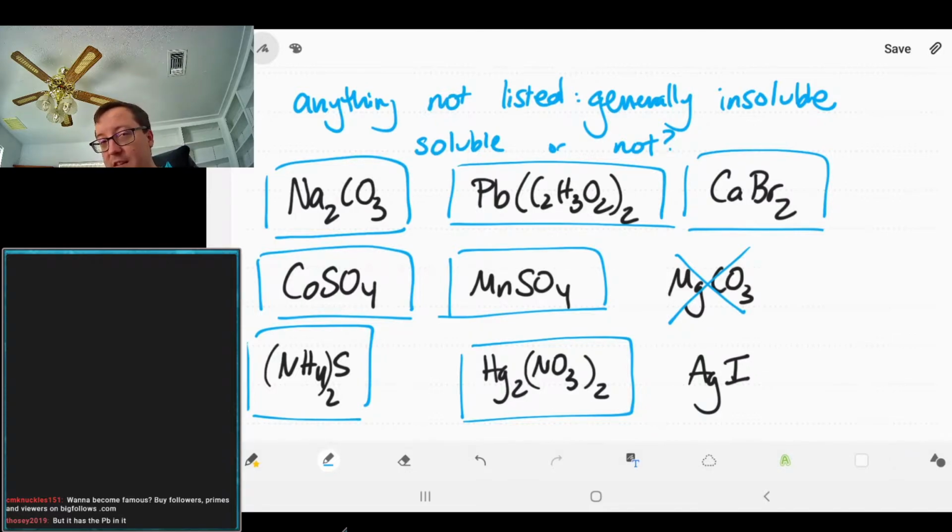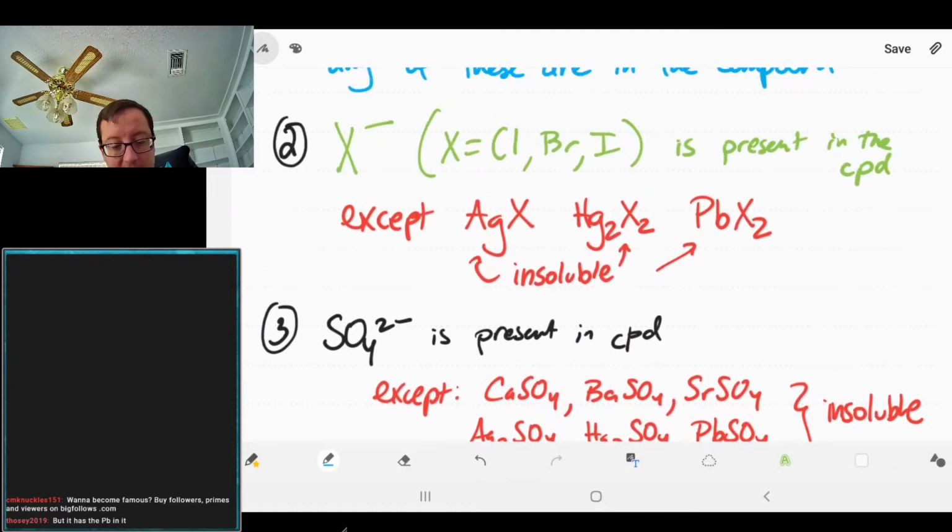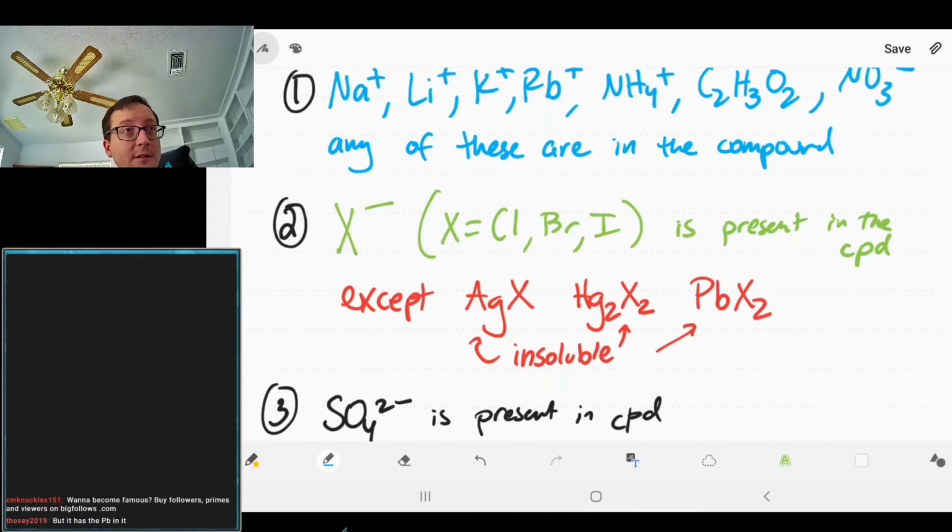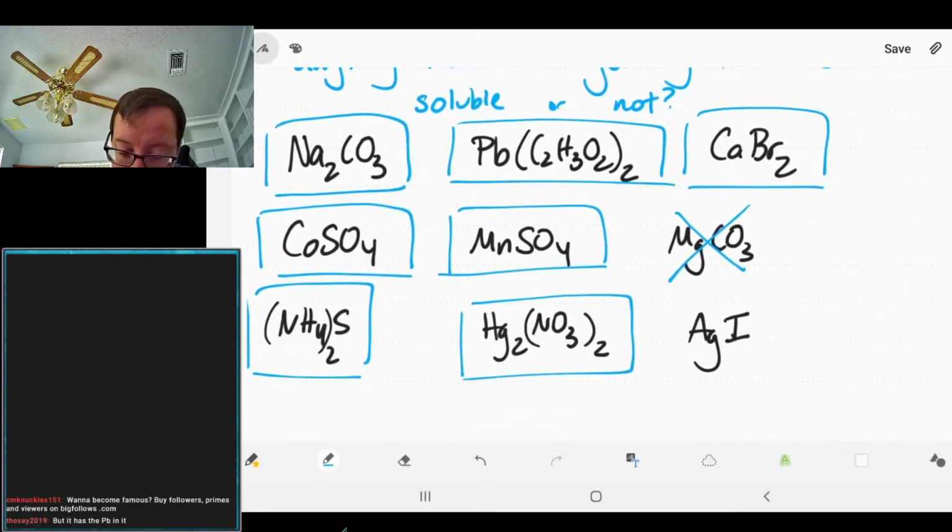All right. Silver iodide. Iodides fall under rule 2, I minus. Generally, things with I minus are soluble, but silver halides are an exception. Silver halides are insoluble. So we're going to say AgI we expect to be insoluble. And so it's just a matter of practice with these, learning the rules and learning how to apply them.